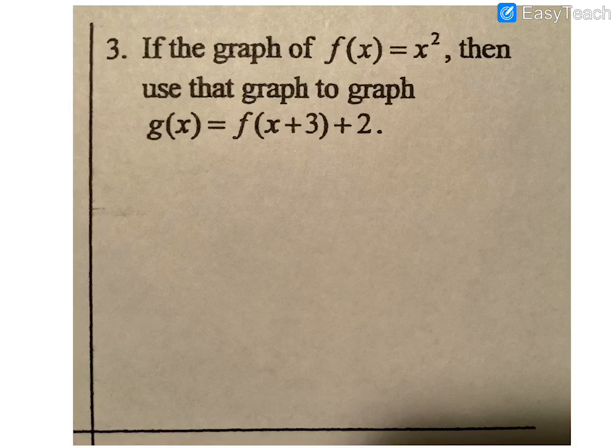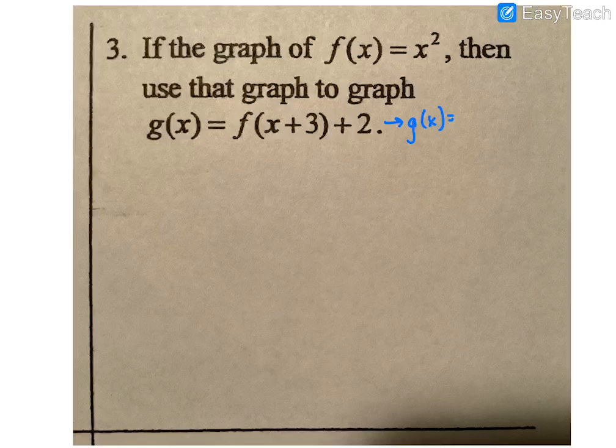Moving on to number 3. As I look at number 3, it asks us if the graph of f of x equals x squared, then use that graph to graph g of x, and g of x is defined as f of x plus 3 plus 2. So, best thing you need to do here is you need to figure out what exactly is g of x. Okay? So as we look at this, g of x is defined as f of x plus 3 and then plus 2.